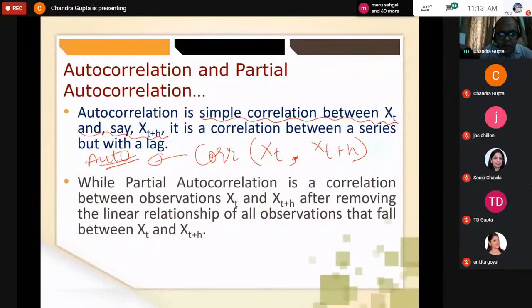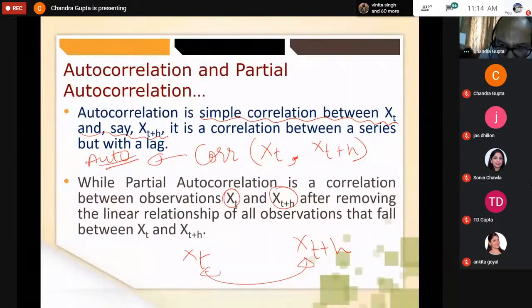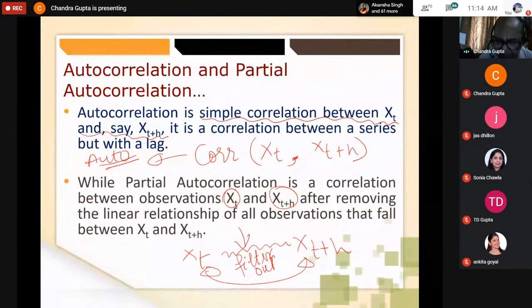Okay. Now the question is, what is partial autocorrelation? Partial autocorrelation is the correlation between xt and xt plus h after removing the linear combinations of all observations that fall between xt and xt plus h. That means whatever you have in between, filter out their effect and then calculate the correlation between xt and xt plus h. That is what is called a partial autocorrelation.